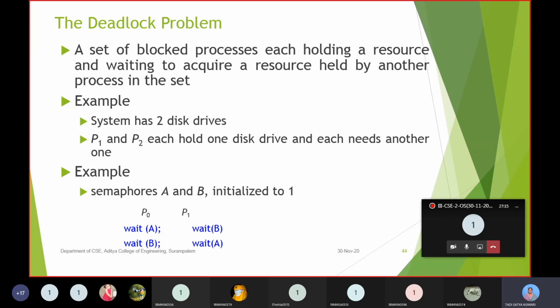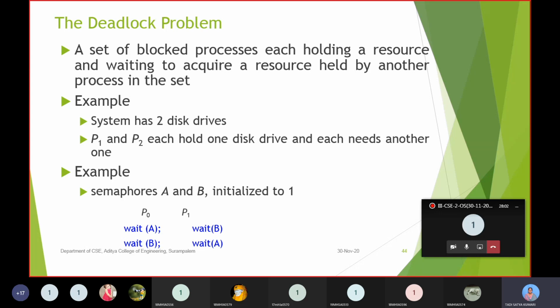Coming to the definition of deadlock, here is a set of blocked processes, so the processes are in the blocked state. As we know, we have so many states of a process. Already in the second unit, we went through the states of a process, called the process state diagram. We have different states like new, ready, running, blocked, and finally the terminated state. Here the process is in the blocked state because it requires some resource which is not immediately available, so it is moved to the blocked state.